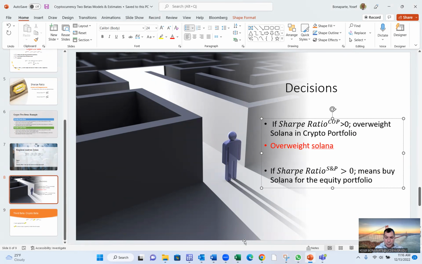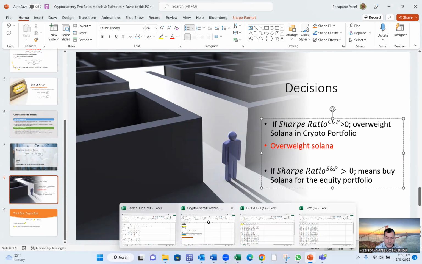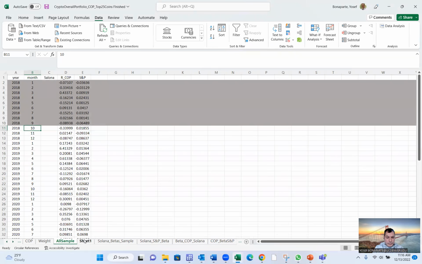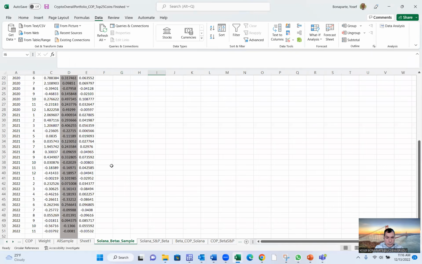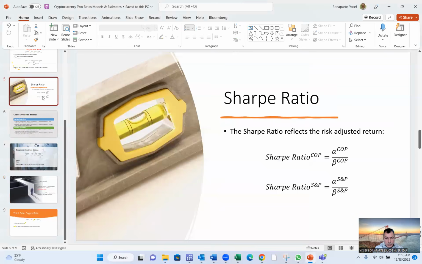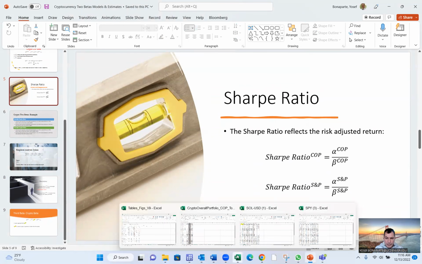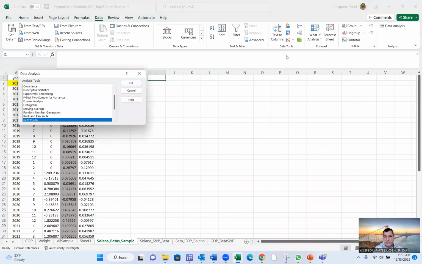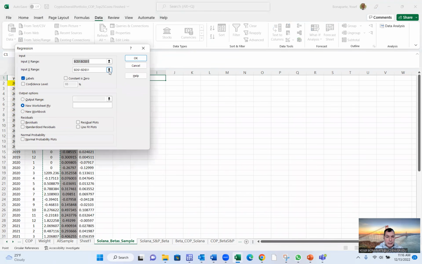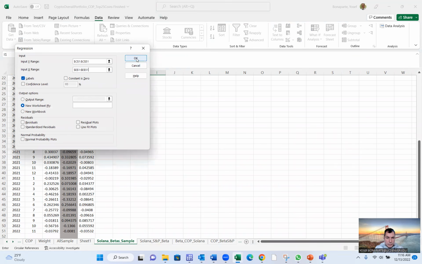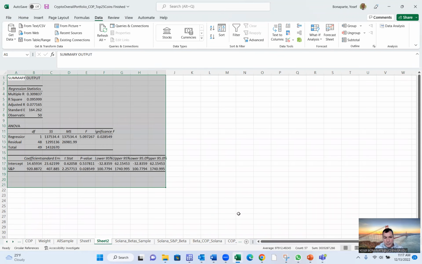Good. We have another decision we need to make here, related to the other regression that we need to estimate, which is to calculate the Sharpe ratio for the S&P. We go back here and do data analysis, regression again. Now the Y is the same Y, but the X will be the S&P. Right click. Okay, and here you have it.